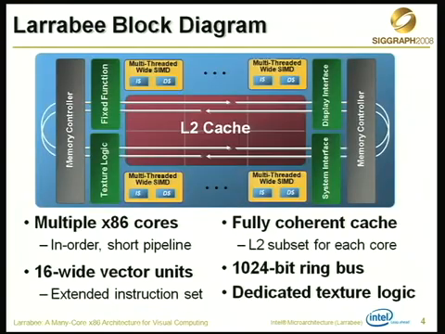Here's a block diagram. We see there's a variable number of x86-based processor cores. The x86 means it has an in-order pipeline, in-order instruction execution, short pipeline. Each one is augmented by a 16-wide vector unit. The caches in Larrabee are fully coherent, as is required when you're using processor cores. And we have a bidirectional ring bus, 512 bits wide in each direction, which allows fast communication among the cores, the caches, and some dedicated logic blocks, such as the texture logic. And the texture logic in Larrabee supports virtual memory.